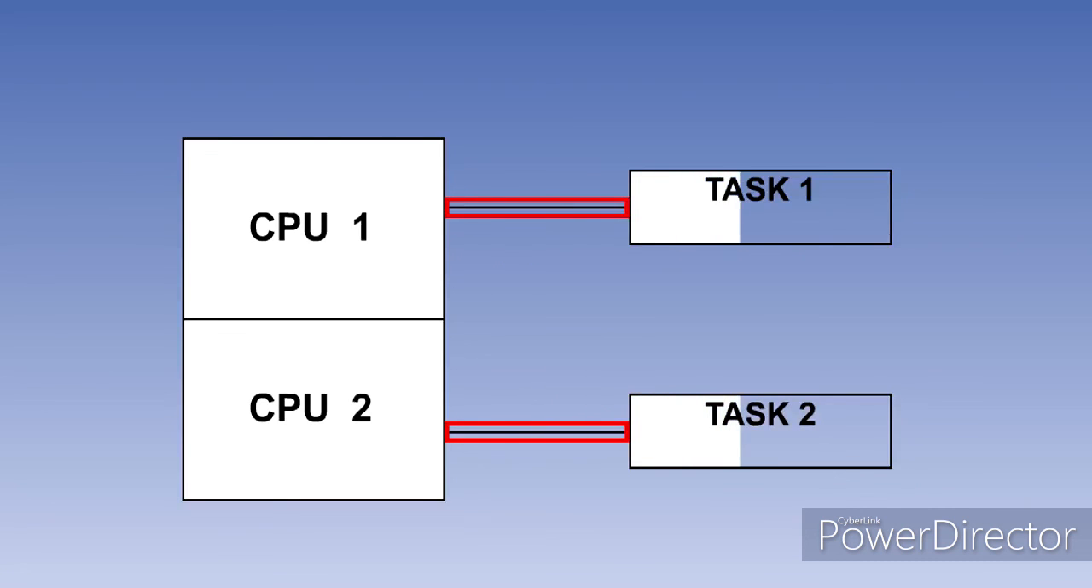Multiprocessing is the use of two or more central processing units, or CPUs, within a single computer system. This type of computer can genuinely complete a number of tasks simultaneously.